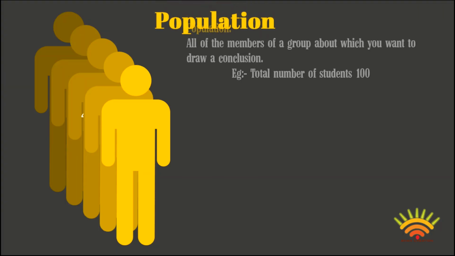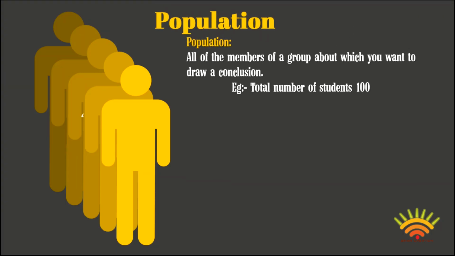Population. A population consists of all the members of a group about which you want to draw a conclusion. So if I want to identify the satisfaction level of the students of a particular class, and the class has 100 students, the population is 100 students. The population consists of all the elements from which we are going to collect the data, or from which respondents we are going to collect the data. It consists of whole members in a group.